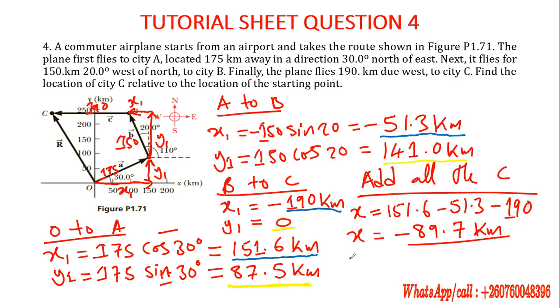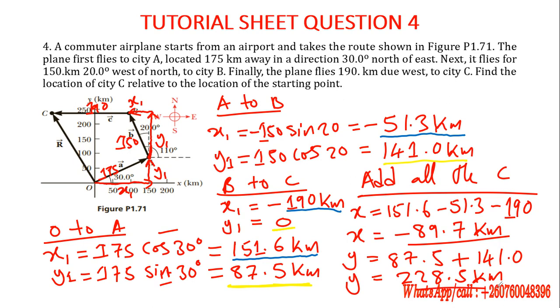Now we're not done yet because we need to do the same for y. So let's add for this one in yellow now. Here we're just going to have 87.5 plus the other one for y, which is 141.0. When we do 87.5 plus 141, I'm getting 228.5 kilometers. So just by doing this, at least you are safe.